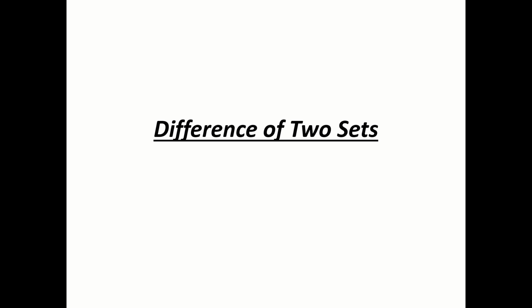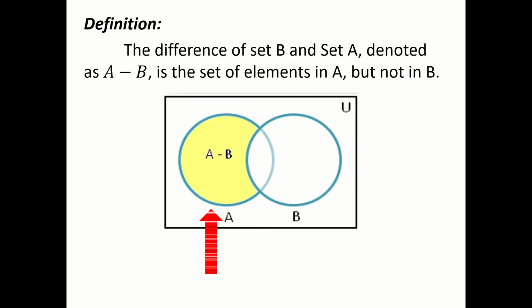Okay, now let's proceed to our third operation. We call it the difference of two sets. To define the difference of two sets, the difference of set A and set B, denoted as A minus B, is the set of elements in A but not in B. So this is the area for the difference of A and B.